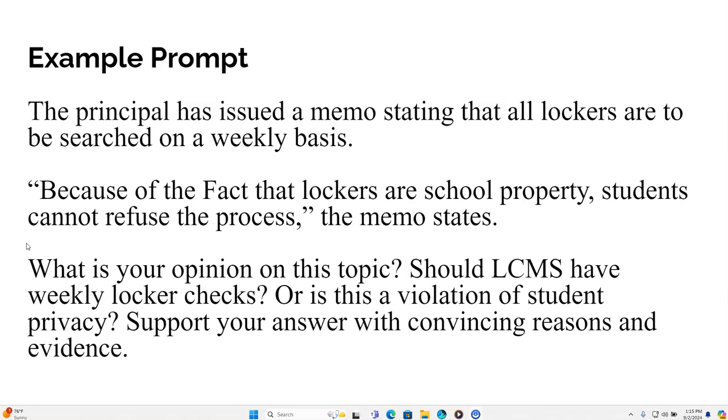Now, on the next few slides, I'm going to show you different examples of hooks that you might use for this prompt, but this is where some questions are going to come into play, because remember at the beginning I said that there are going to be questions built into our Edpuzzle today. So after I read each hook, you are going to tell me what type of hook it is, and your options are going to be a rhetorical question, a surprising fact, or a short story.